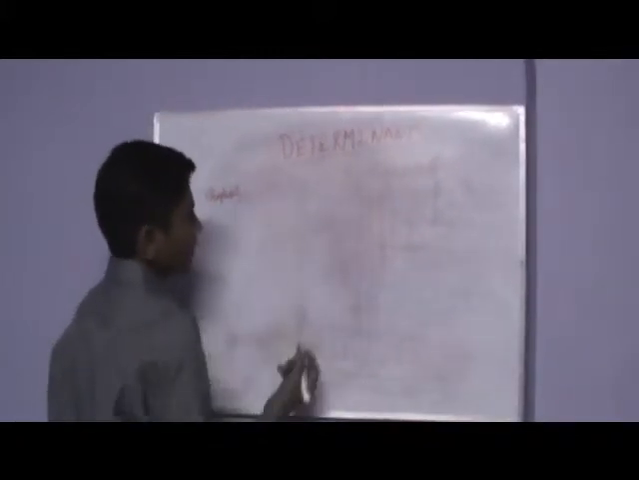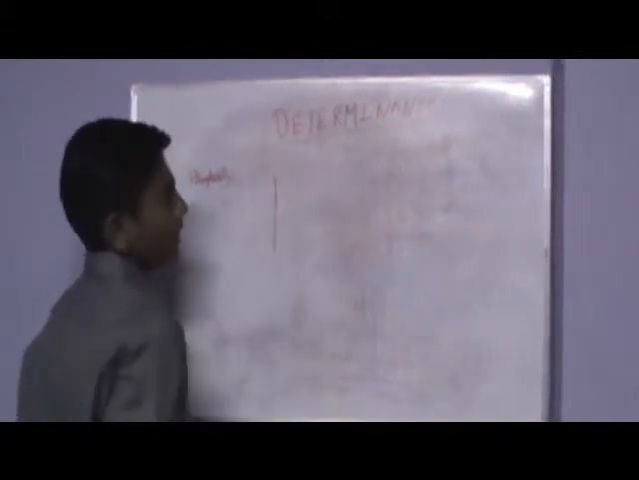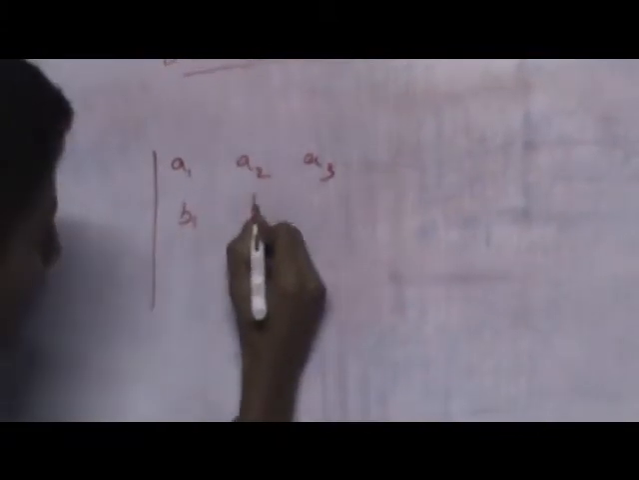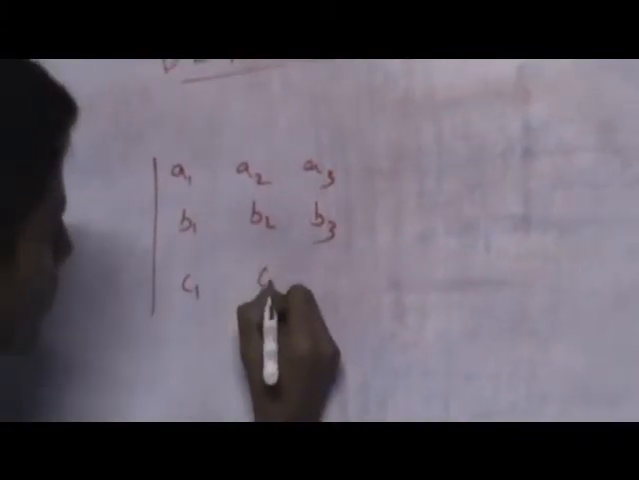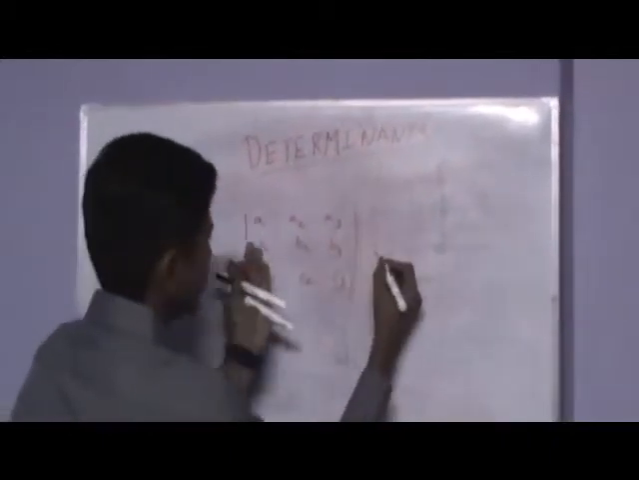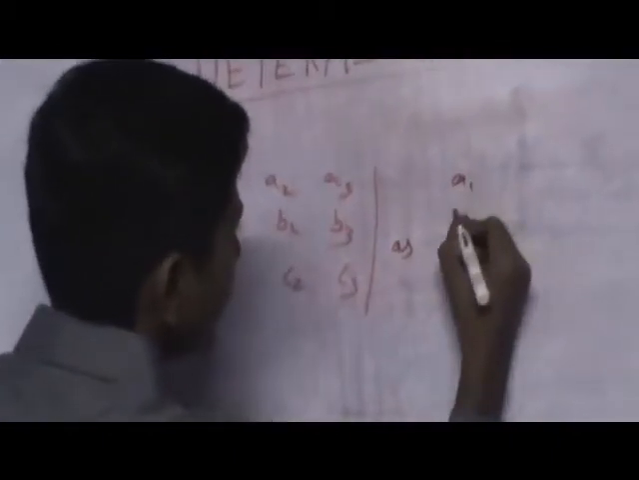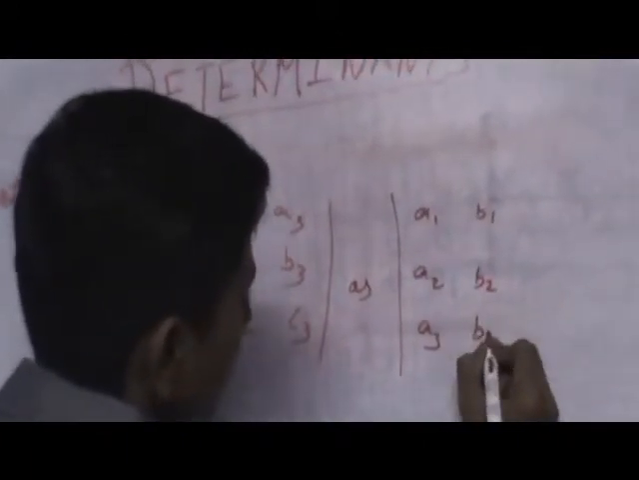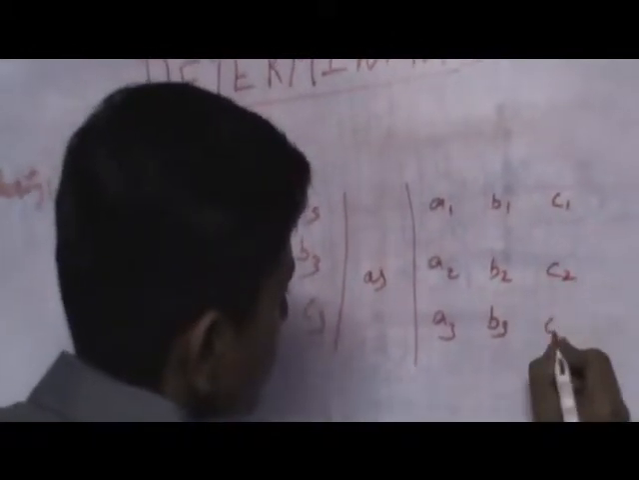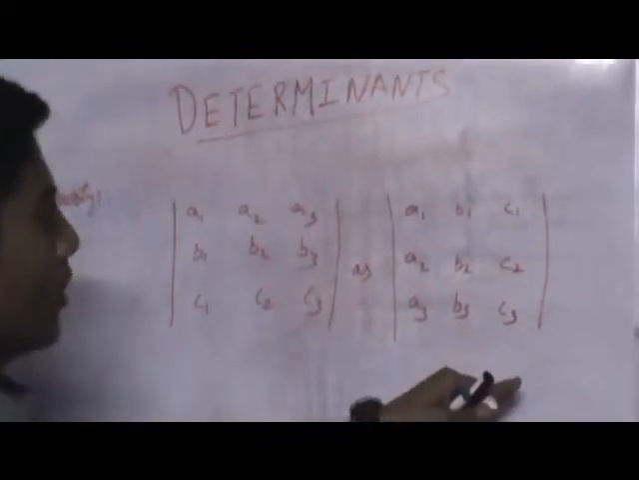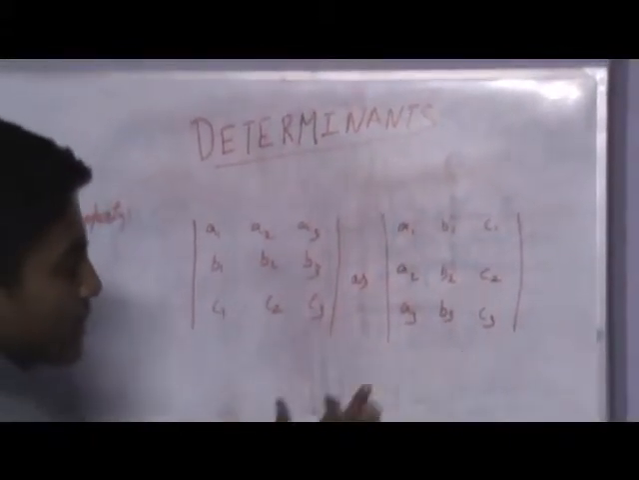Let us take an example. A1, A2, A3, B1, B2, B3, C1, C2, C3. What they are telling is, if you change this row into a column, A1, A2, A3, B1, B2, B3, C1, C2, C3, if you change the rows into columns, then also the value will not be changed.